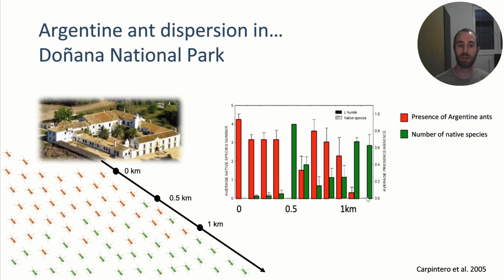And this is because the Argentine ant presents a very low tolerance to heat. I mean, it's not thermophilic at all, it cannot resist high temperatures. So it uses these constructions or natural habitats such as cork oaks as a protection against the heat.